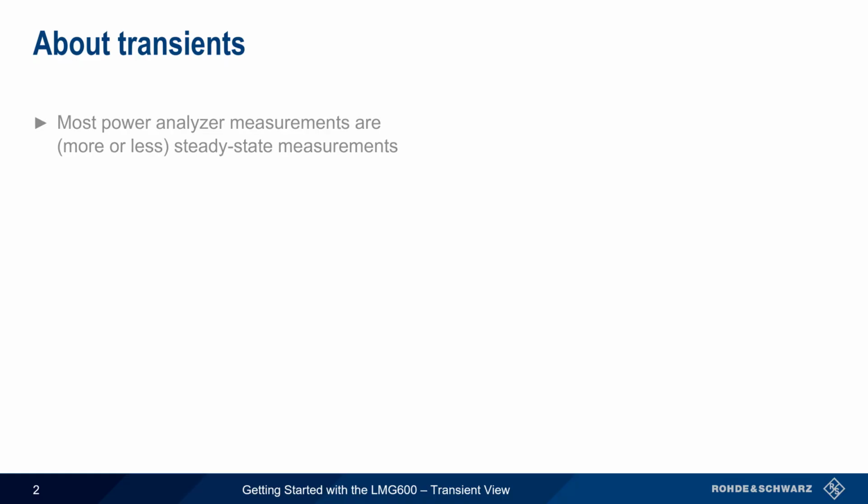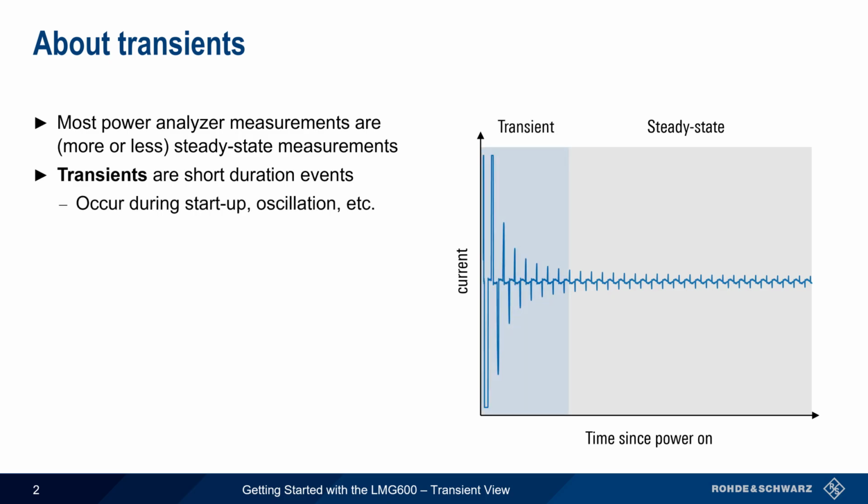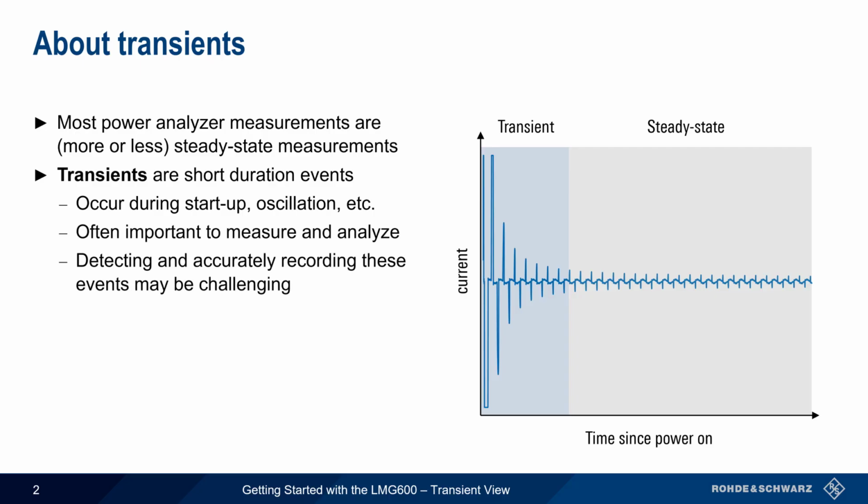Most power analyzer measurements are so-called steady-state measurements, where voltage, current, etc. stay relatively constant. A transient, on the other hand, is a short-duration event. Transients typically occur during startup, oscillation, etc. It's very important to measure and analyze transients, but detecting and accurately recording transients may be challenging, requiring a high sampling rate and/or sophisticated triggering.